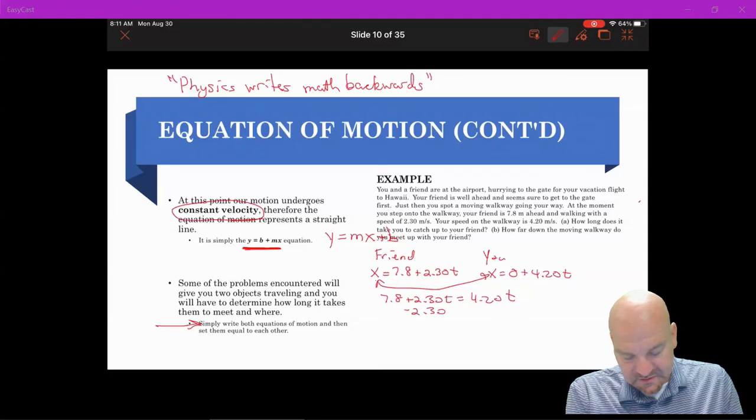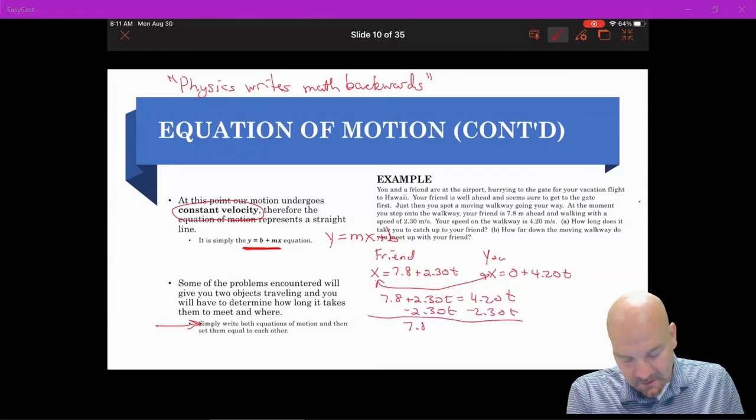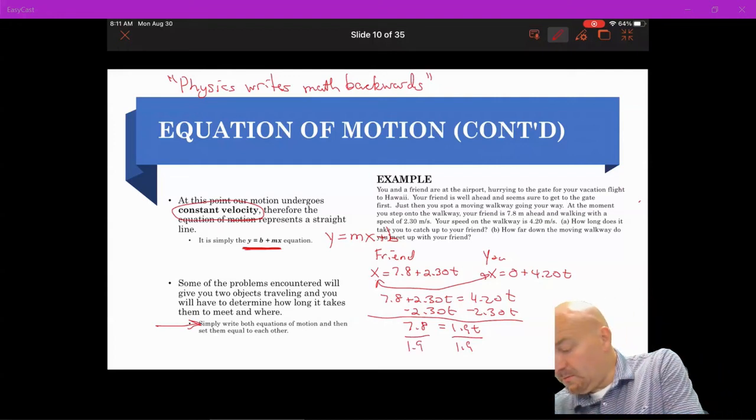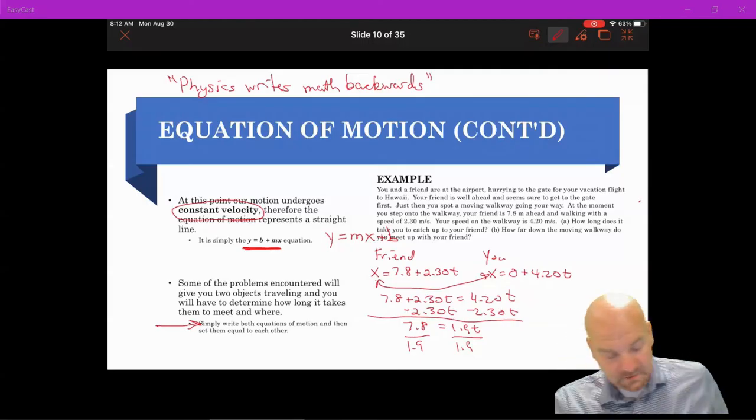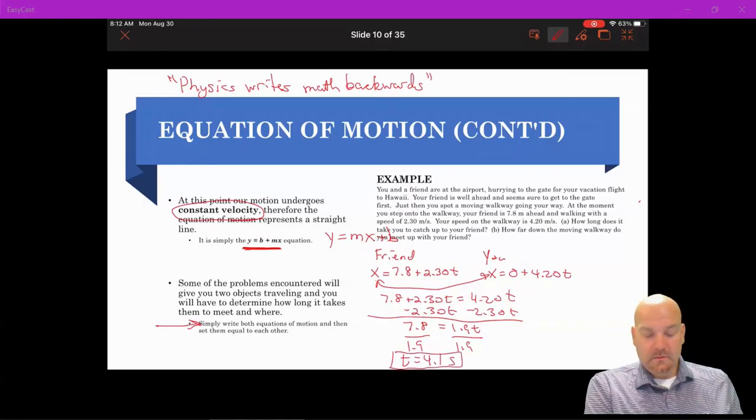So I'm going to get my t's to one side. This is going to be 7.8 equals 1.9 t. Right? And then my last step to solve for my t is to just divide by 1.9. So 7.8 divided by 1.9, it's going to take us 4.1 seconds to meet up with them.